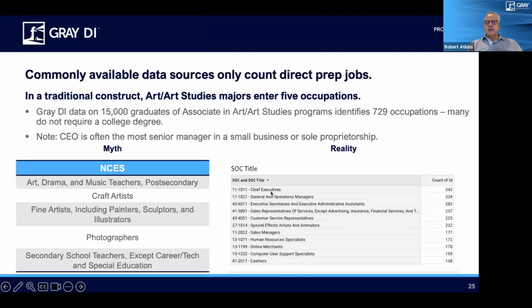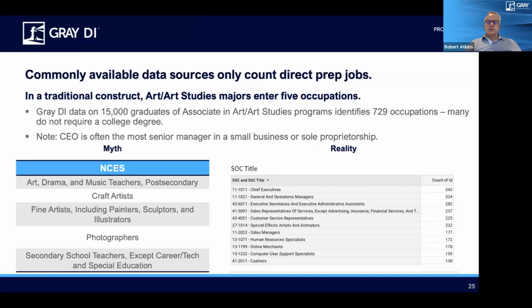We should put a big caveat on that. These are not chief executives of Fortune 500 companies. One way you can tell is there are 543 of them and there are only 500 Fortune 500 companies. What are these folks? Well, the definition of a senior executive in the SOC taxonomy, the Standard Occupation Code taxonomy, is the most senior person in a business.